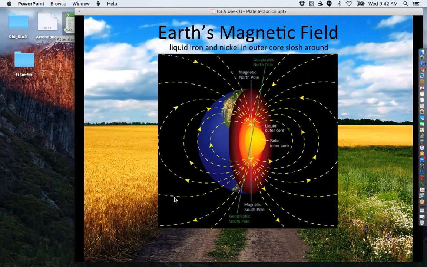So those are the parts. Now, there's a very important purpose to this liquid outer core. Not only does it deflect earthquakes or not allow earthquake waves to pass through, but this outer core creates a magnetic field.